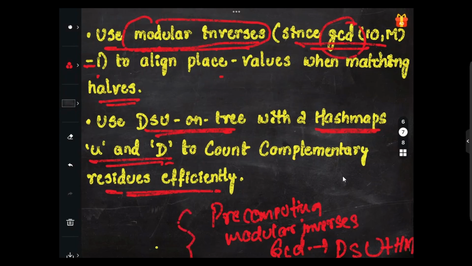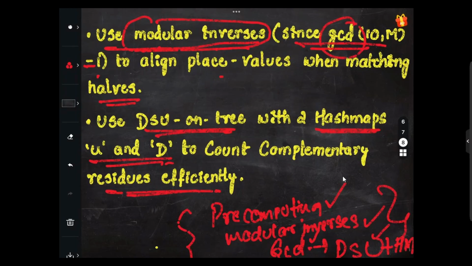So overall, what we'll be making use of to solve this particular problem: we'll be going with the pre-computation, modular inverses, we'll be calculating the GCD, as well as going with the DSU along with the two hash maps, right? So basically this is the idea. The problem is going to be huge, and this is the idea. Let's see that when we write the code.